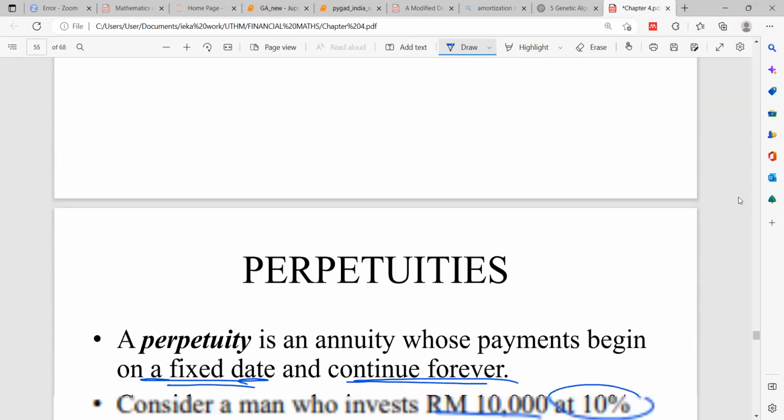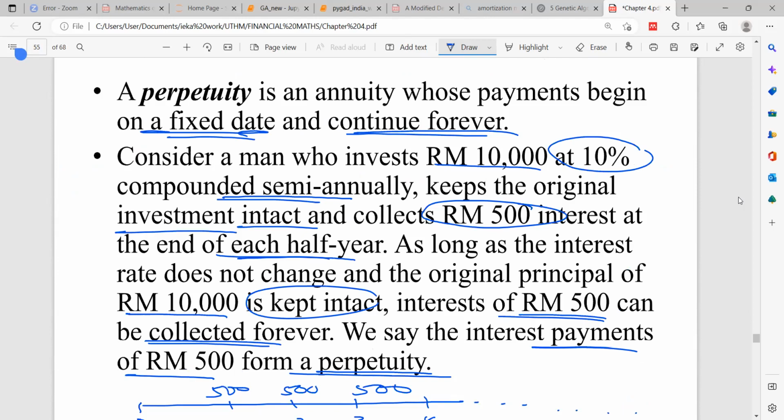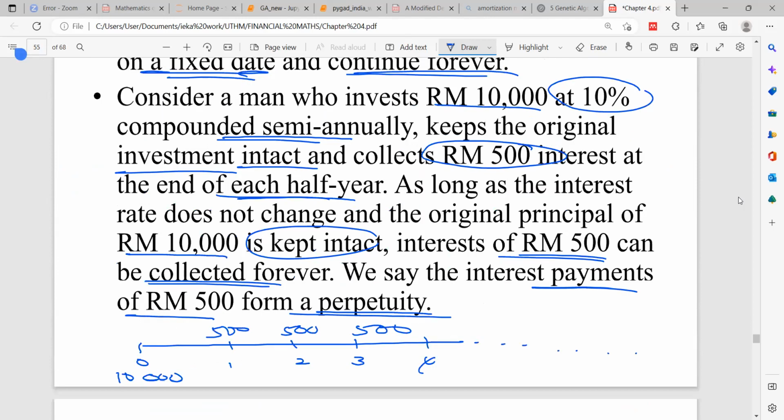Okay, so next we go to perpetuity. Perpetuity ni is annuity whose payment begin on a fixed date and continue forever because it has no fixed maturity date. Kalau awak baca senario yang diberikan di bawah tu, a man who invests 10,000 ringgit at 10% compounded semi-annually keeps the original investment intact and collects 500 interest at the end of each half year. As long as the interest rate does not change and the original principal of 10,000 ringgit is kept intact, the interest of 500 ringgit can be collected forever.